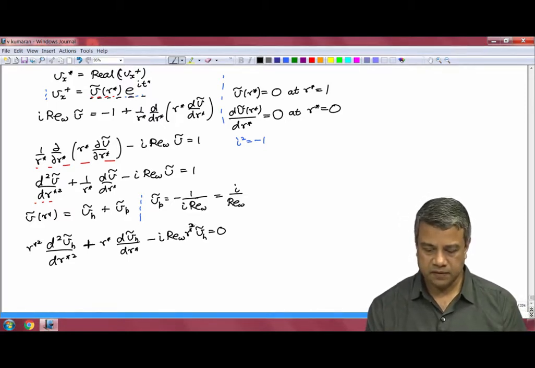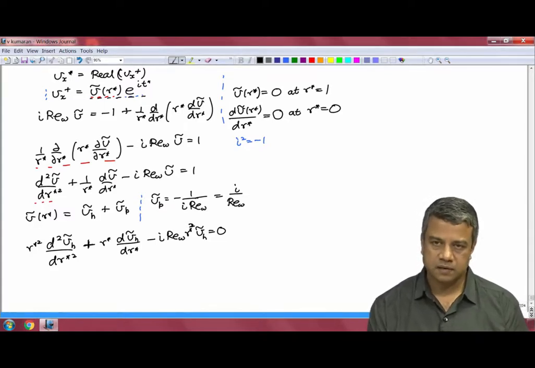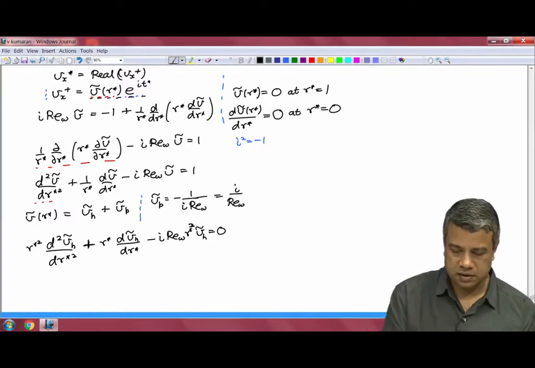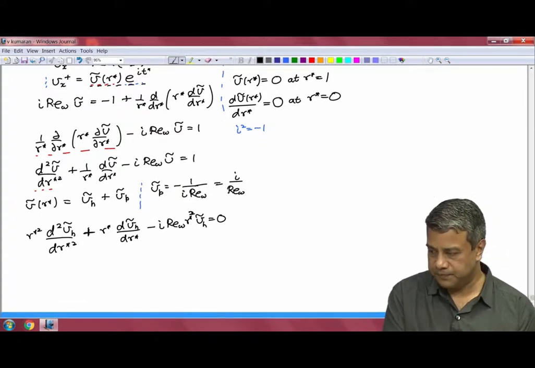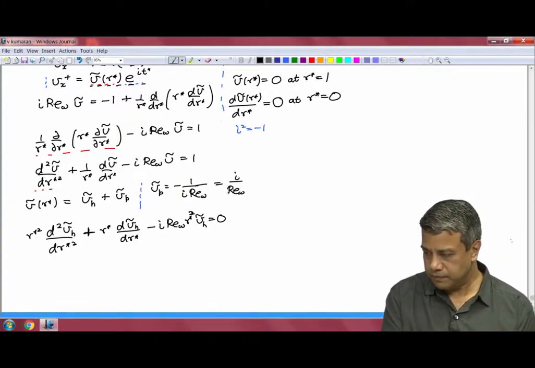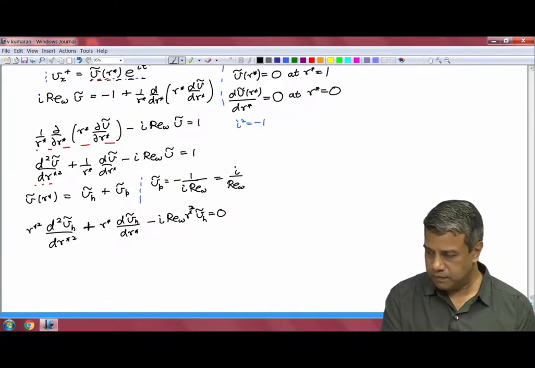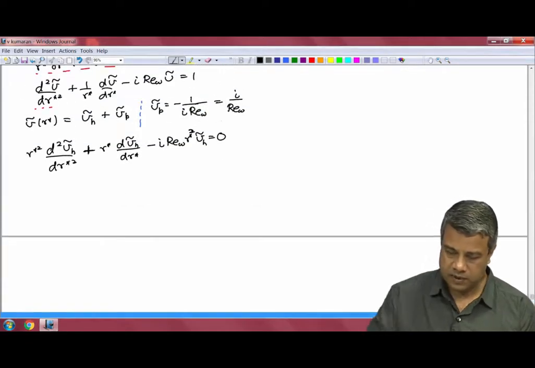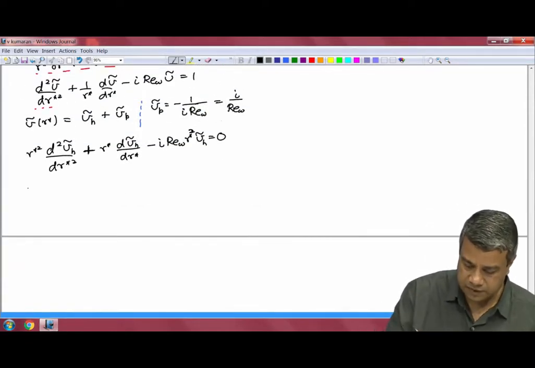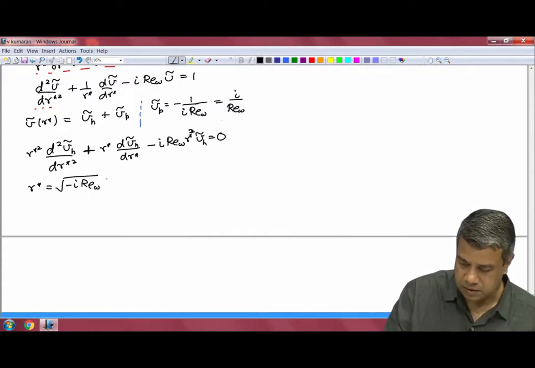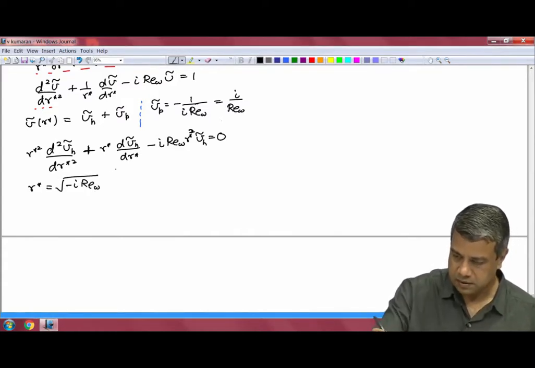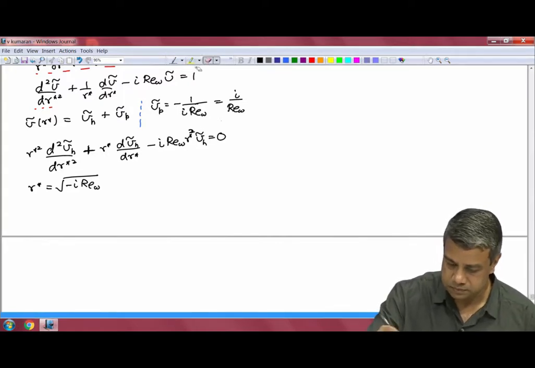Now, you can easily verify that the first two terms have 0 net dimension in r. So, if I multiply r by a constant, the first two terms do not change. Okay. It is only the third term that changes. So, therefore, I can define r plus is equal to square root of minus I r e omega times r star.